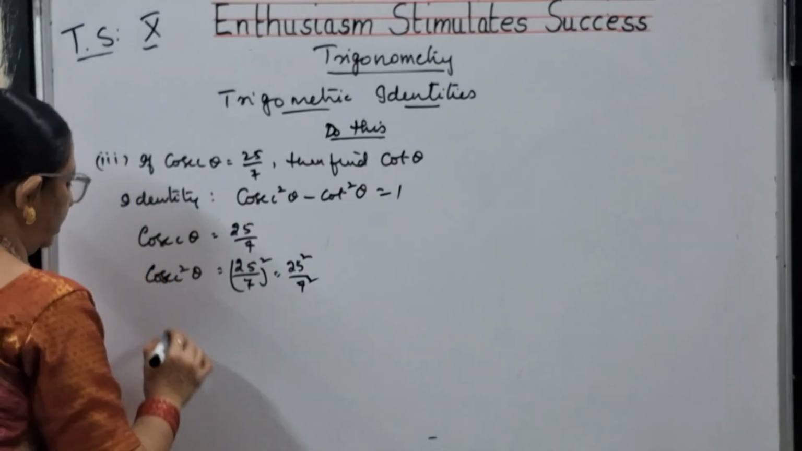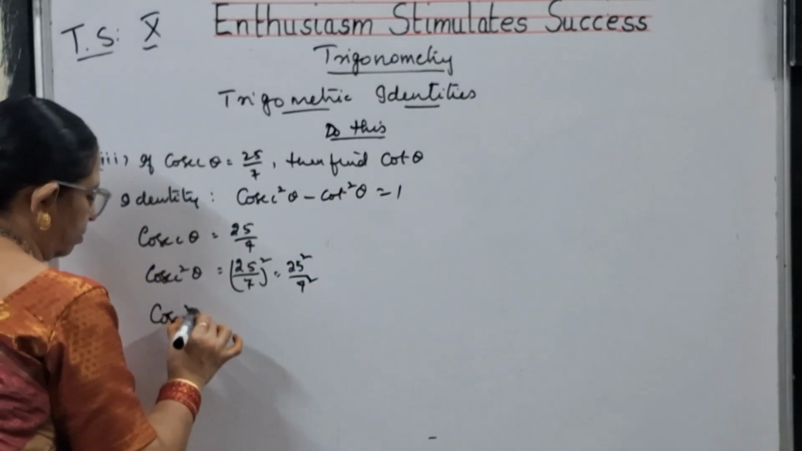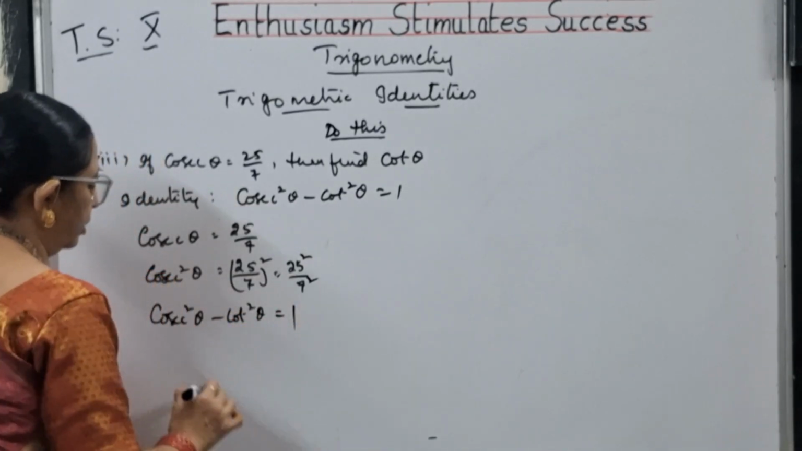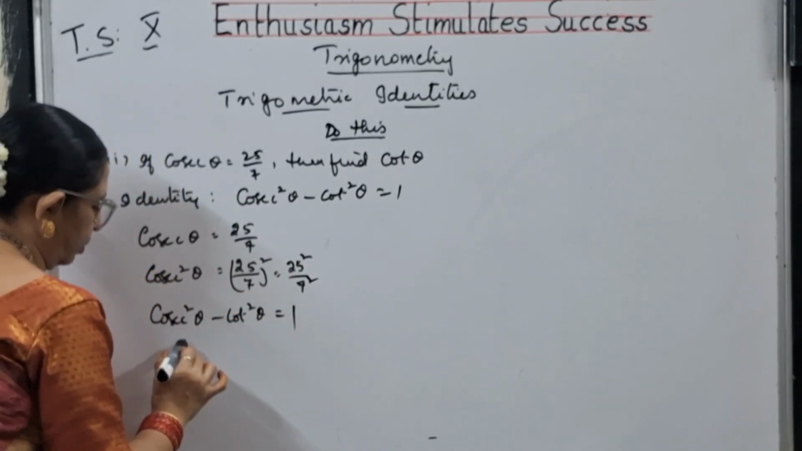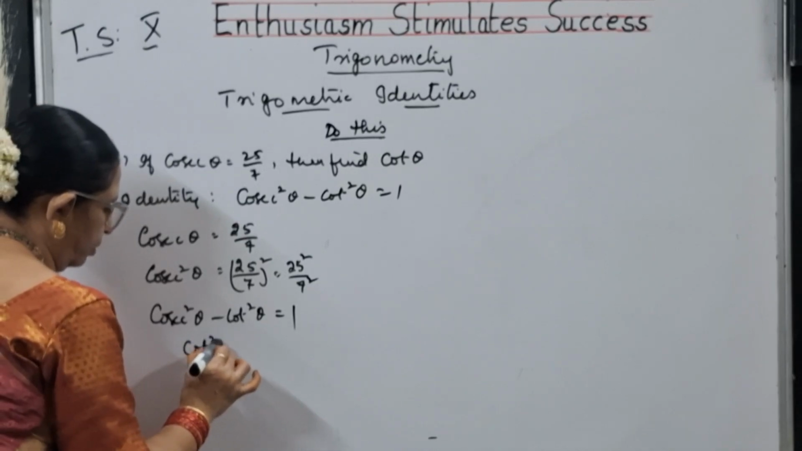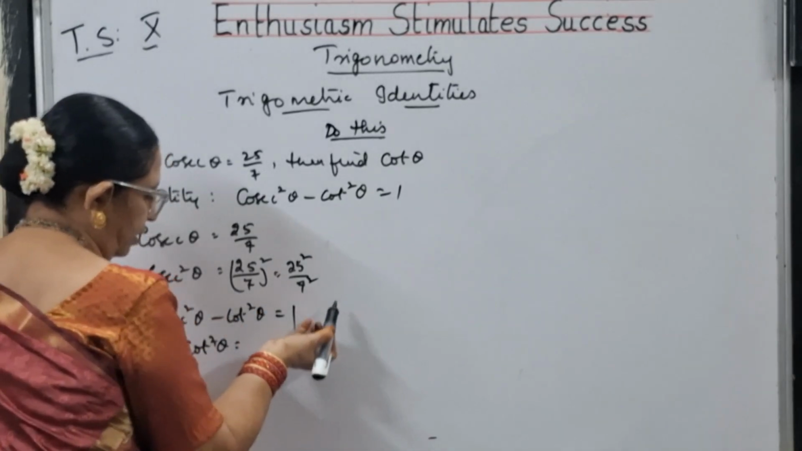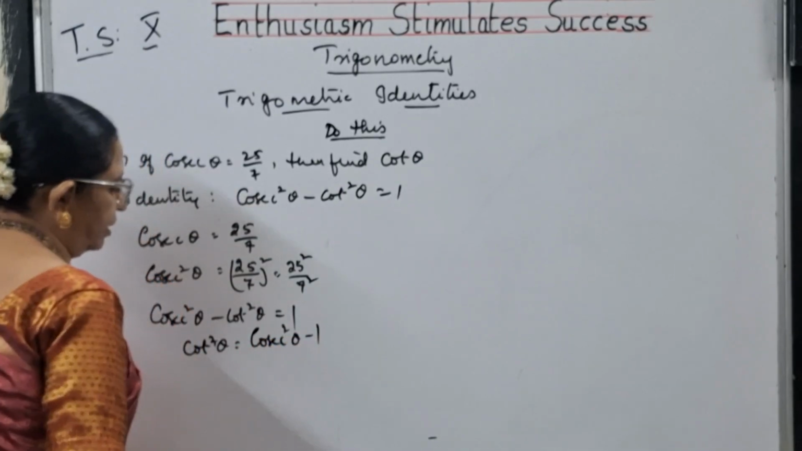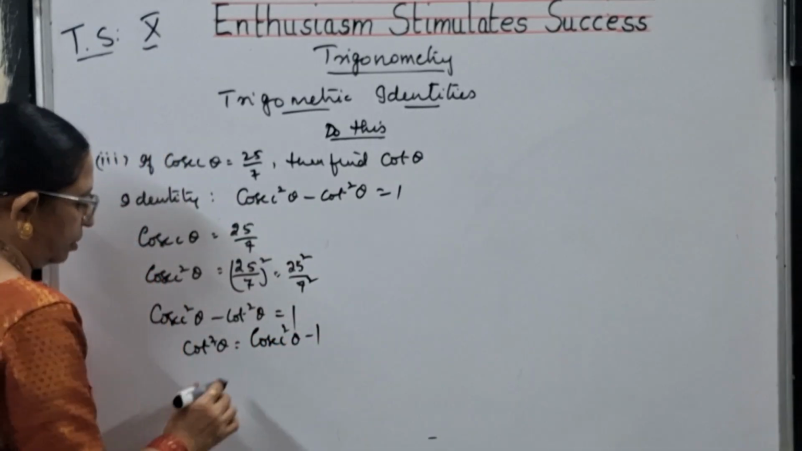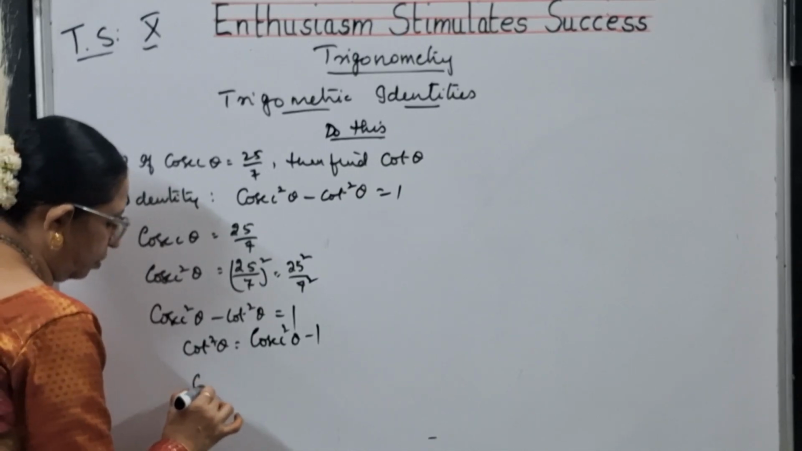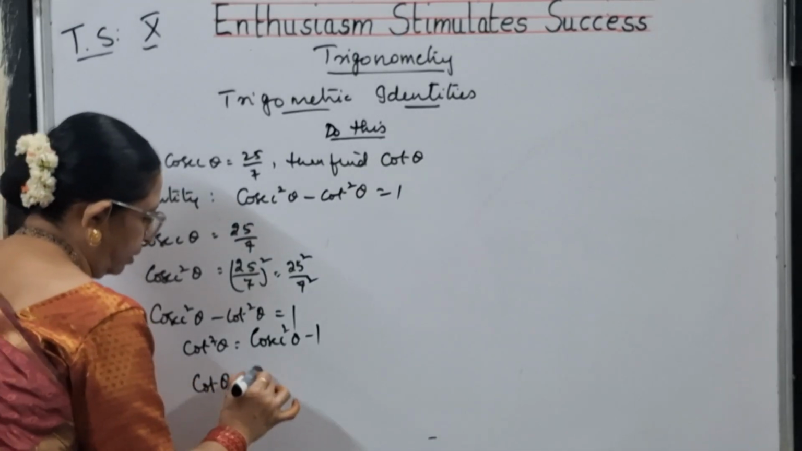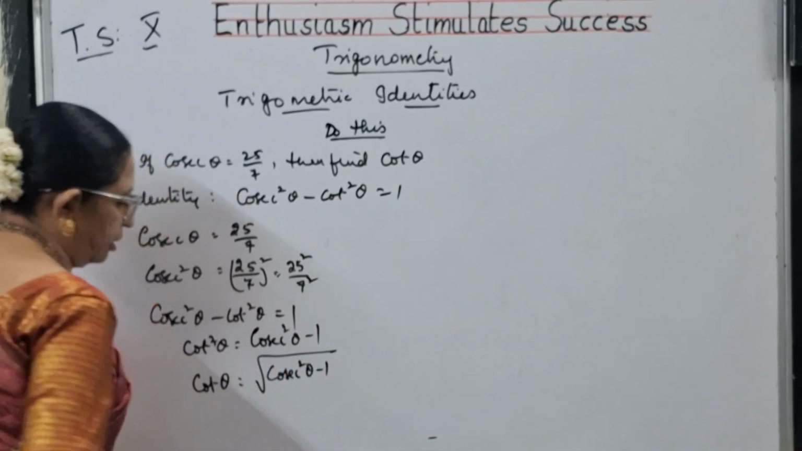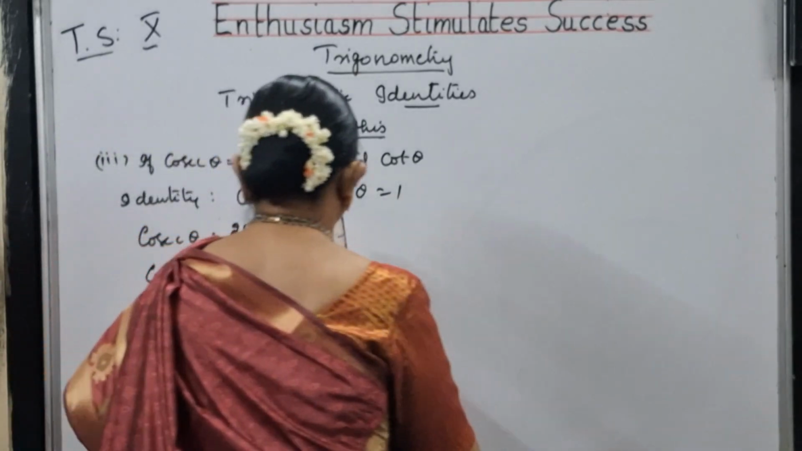Now the identity you want is cosecant square theta minus cot square theta is equal to 1, but you want cot theta. That means what, children? Cot square theta, when you send it here, this should come here. That is cosecant square theta minus 1. Identities and derivations I have already taught. So what you want is cot theta. Cot theta is root of cosecant square theta minus 1. So let us continue it here.